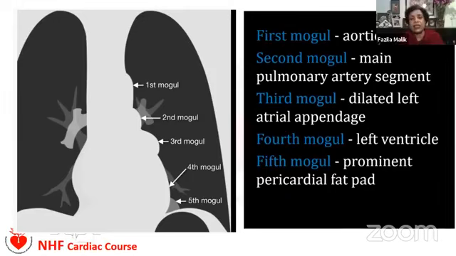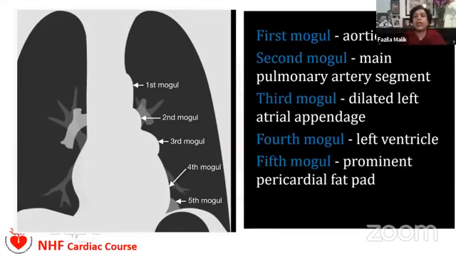Another thing that we need to understand is the left border of the heart. We said that initially there is straightening of the left border of the heart, and this is one of the earliest clues that we have that there could be a possibility of mitral stenosis. Now, one thing that we need to remember is that in radiology, they call the bumps on the left side of the heart moguls. And they call them moguls only when these become more prominent.